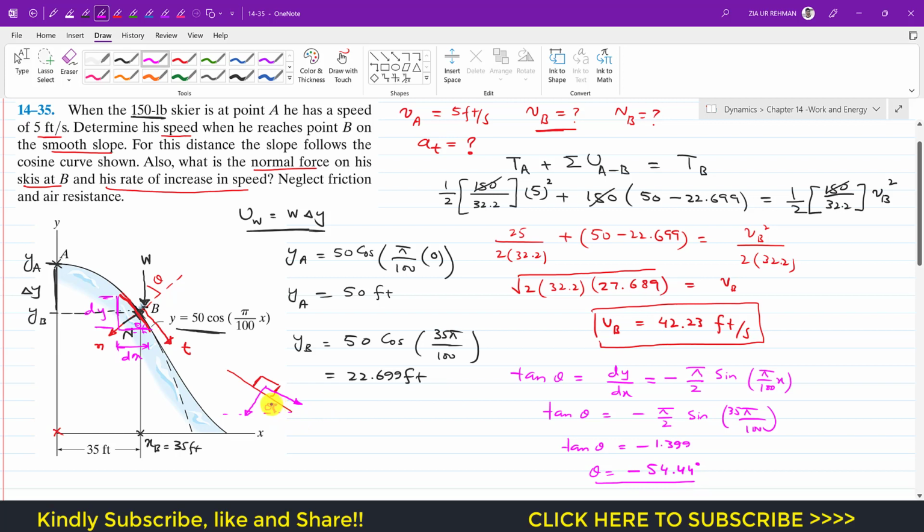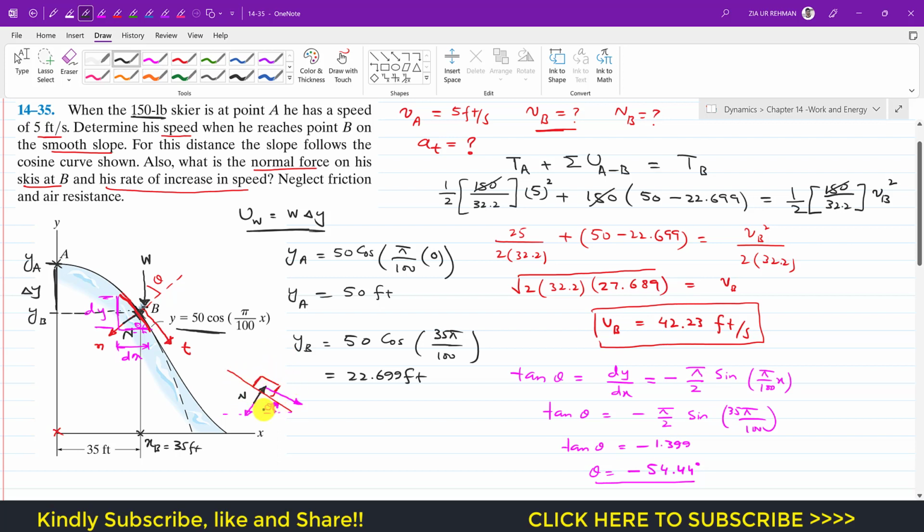So this is the angle. The angle is in the clockwise direction, right? The angle is made in this direction. So now here the slope, or the tangent line, is making 54.44 degrees with the horizontal. Now as we can see, the normal force is perpendicular to this tangent line.